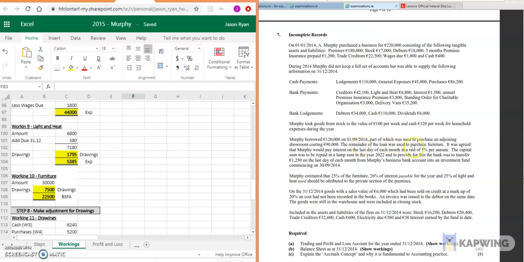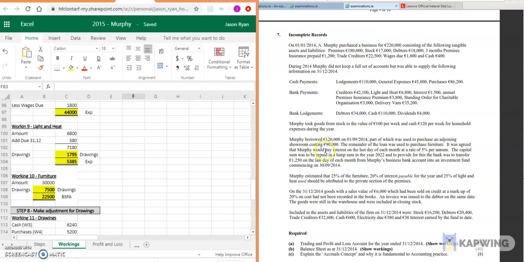The remainder of the loan was used to purchase furniture. So we have to do the same then with furniture, because it's increasing. So it's 30,000 of extra furniture that we bought. So we need to increase our furniture by the same amount if we have any up here. If not, we have to include it in our balance sheet.